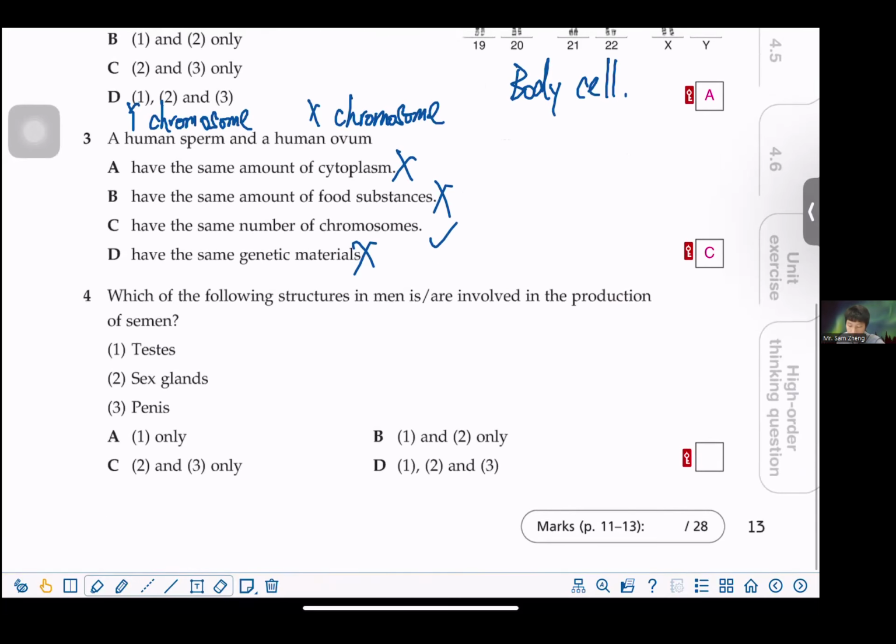Next, which of the following structures in males is or are involved in the production of semen? Testes, yes. It is a sex gland, yes. And how about the penis? No. The penis will not produce any fluid for the semen. So it would be only 1 and 2, which is B.